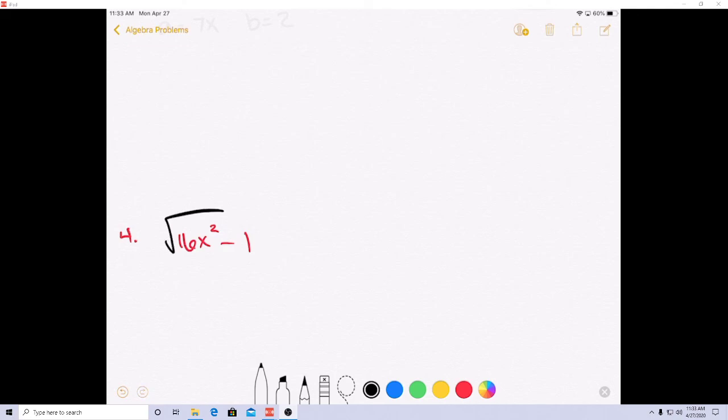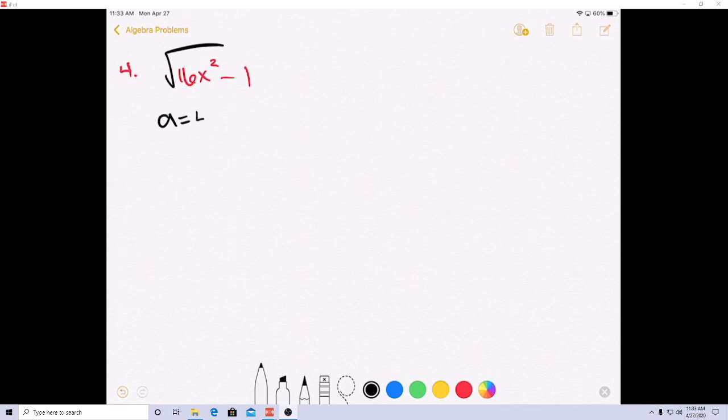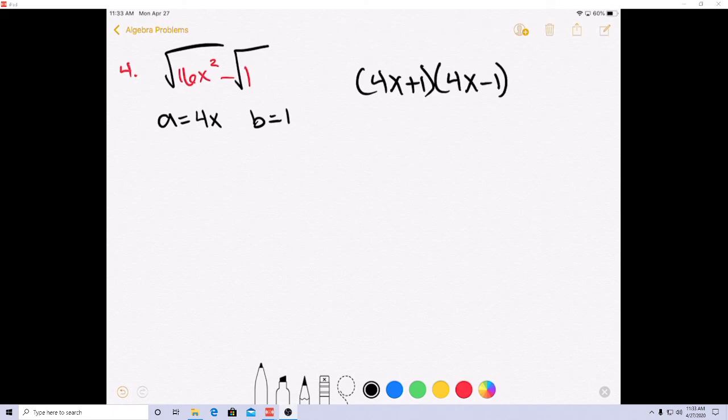Find a. The square root of 16x squared is 4x. The square root of 1 is 1. So a plus b is 4x plus 1. A minus b is 4x minus 1. And that's our answer. Okay, so those are our two methods.